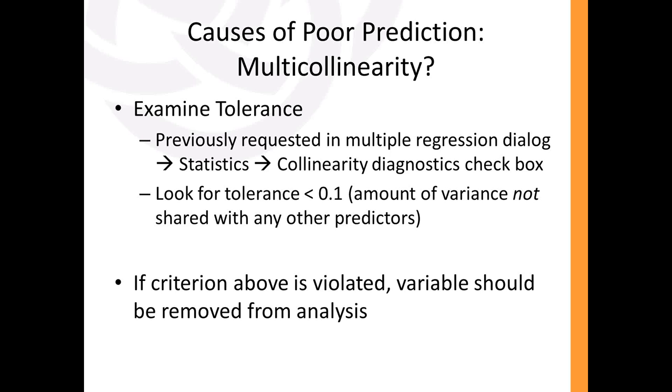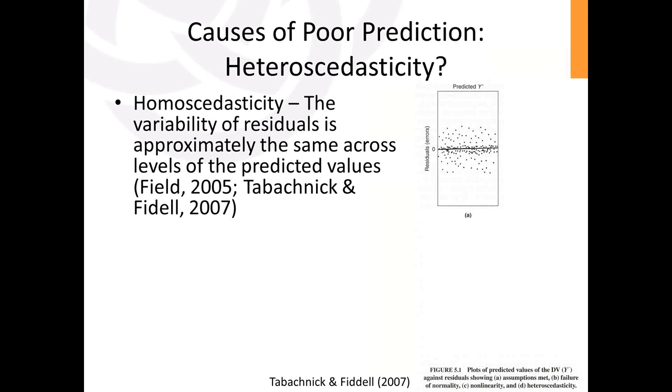And right, if the tolerance value is less than 0.1, then the variable should be removed from the analysis because it's not adding anything, and in fact, it's hurting the analysis. So tomorrow we'll be looking at specific collinearity diagnostics for the data set that we're going to be working with.